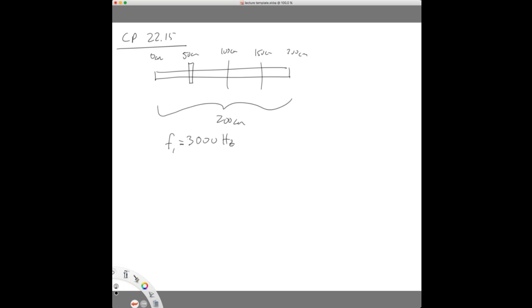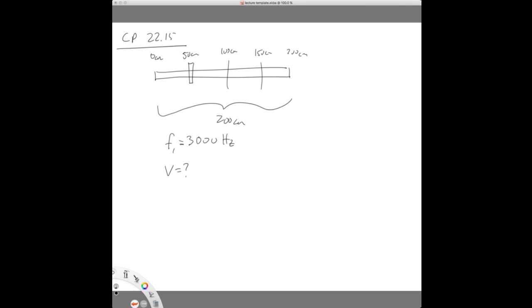What is the speed of waves in the rod? Okay, so we want to know what's the speed. So the first thing we have to do is figure out what the waves are going to look like, because that's going to determine our wavelength. So the logic is as follows. It's clamped at the 50 centimeter mark. So we must have a node there. Okay, there must be a node there because it's clamped.